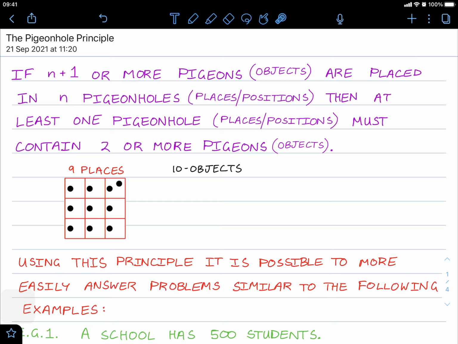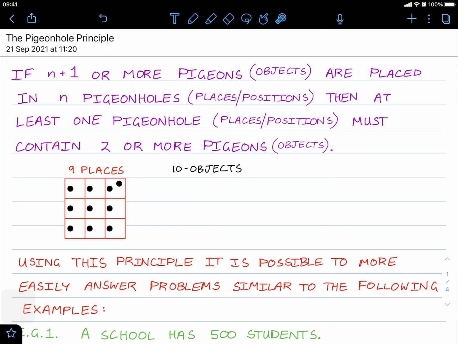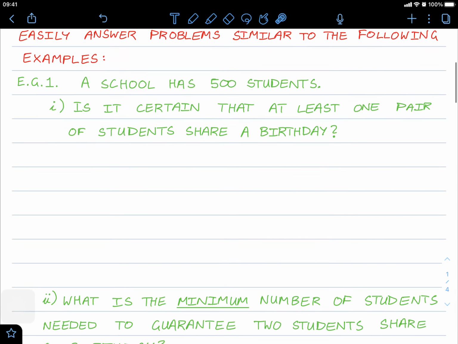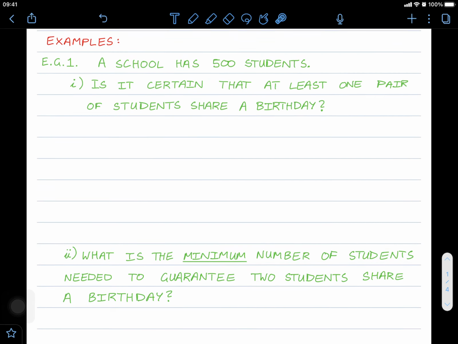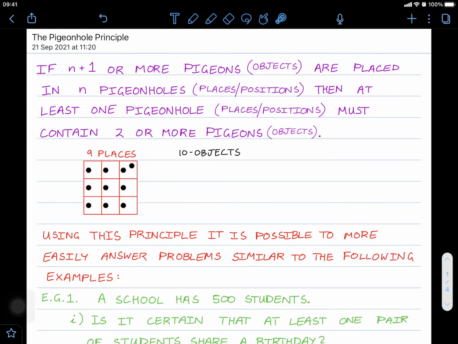Now, using this principle, it is possible to more easily answer problems similar to the examples we're about to do. It may not seem very clear how it could be applied, but allow me to demonstrate. You can pause the video and give this a go yourself. A school has 500 students. Is it certain that at least one pair of students share a birthday?